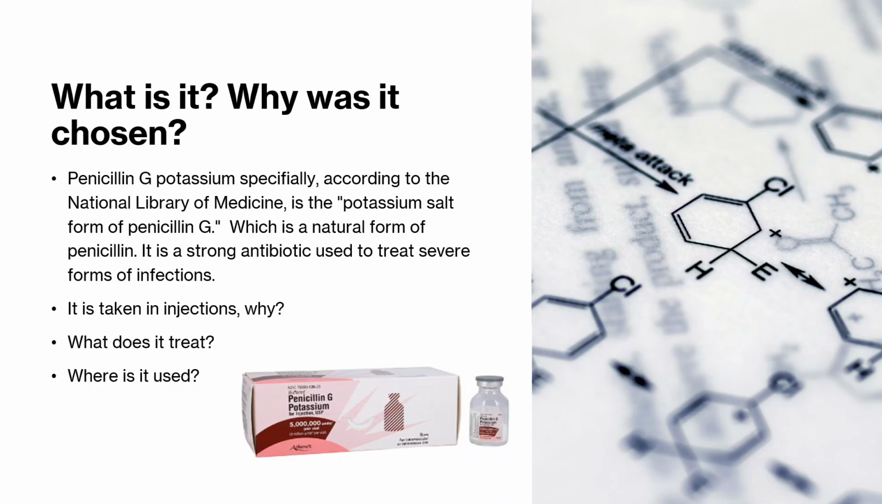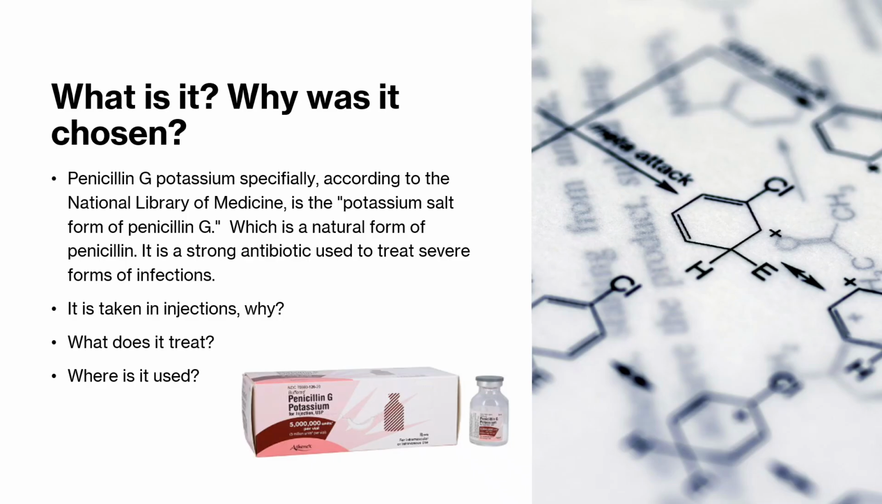Penicillin G potassium specifically, according to the National Library of Medicine, is the potassium salt form of penicillin G, which means it's sort of a powdered form of the antibiotic. And of course, it is a natural form of penicillin.